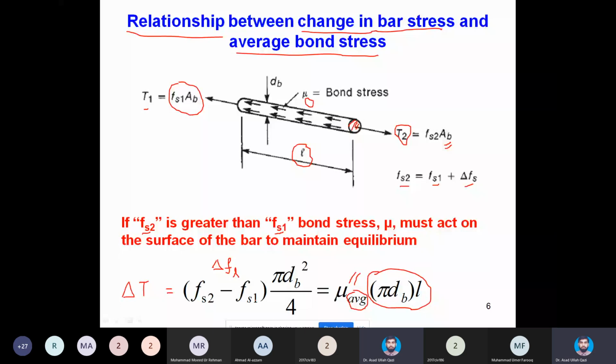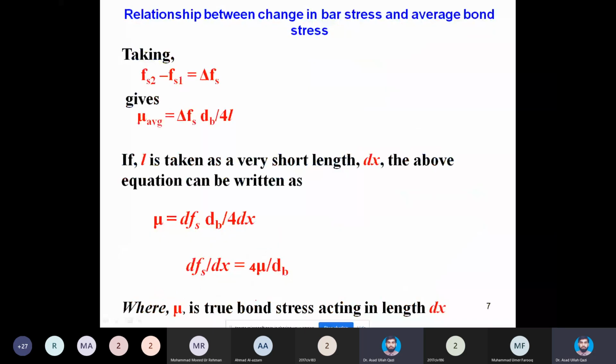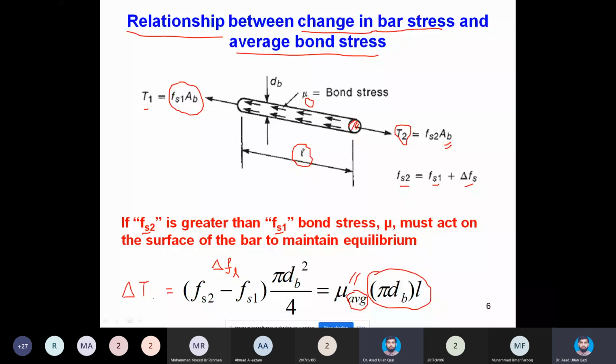Now the same equation I can rewrite like this, taking Fs2 minus Fs1 as delta Fs, and going back to this basic equation: Fs2 minus Fs1 into dB square over 4 equals mu average pi dB into L. Now I want to simplify this. I will say pi will cancel with pi, dB will cancel, and this power will change to 1. So what I will be left with is Fs2 minus Fs1, which is delta Fs, into dB over 4, equal to mu average into L.